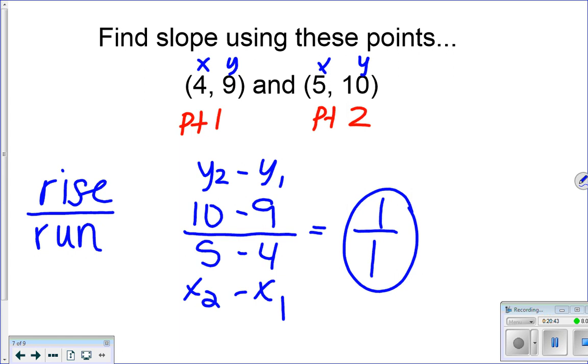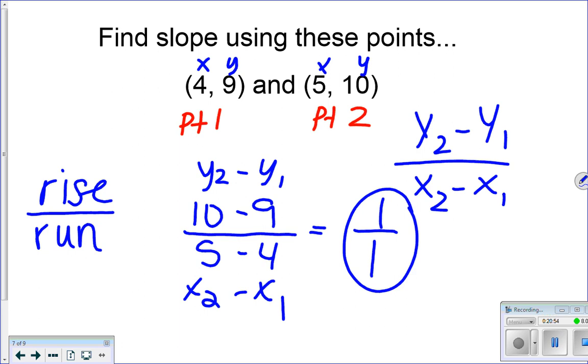Yes. Always. Actually, that's the equation for it. Okay? That's the equation for it. y2 minus y1, and that's why I label them, so I can see which one's y, which one's x, which point 1 and point 2.